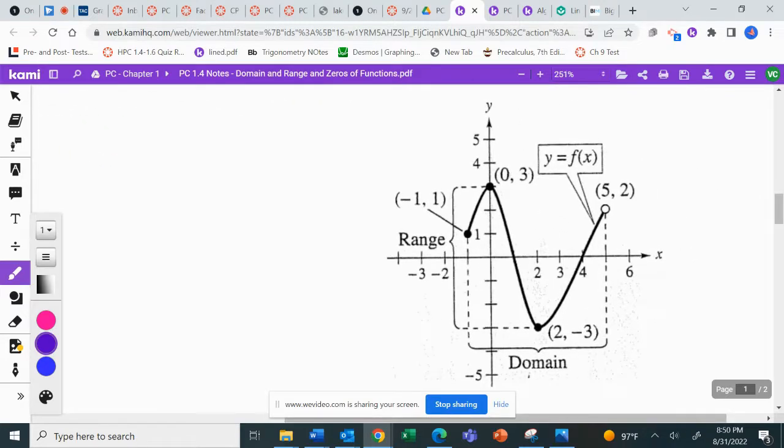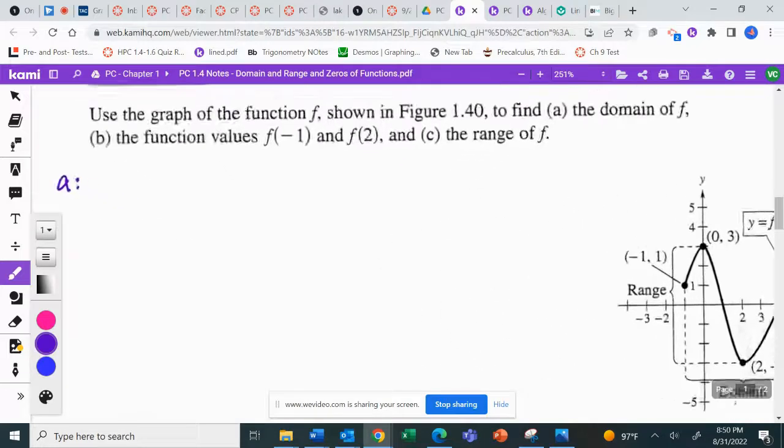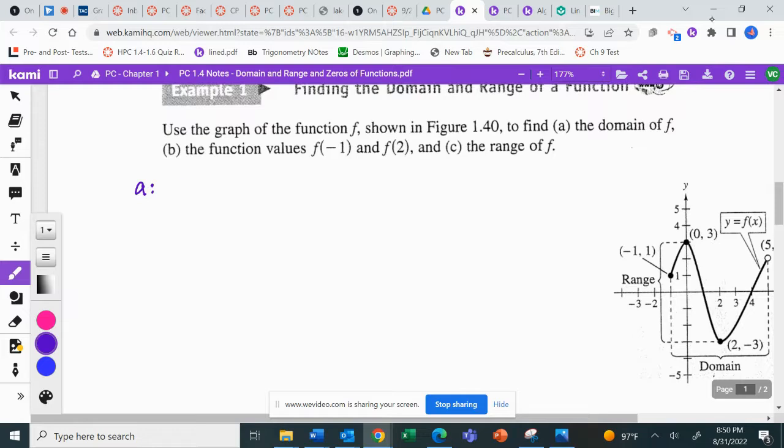And for the domain, I'm looking at this particular graph. I'm going to look all the way to the left and see how far to the left it goes. We have the ordered pair -1, 1. And then we keep following and it goes all the way to the right to 5, 2. So I'm looking at -1 to 5, but it does not include 5. So we're going to start with -1 and then goes to 5. Does not include 5, so we have our parenthesis rather than the bracket.